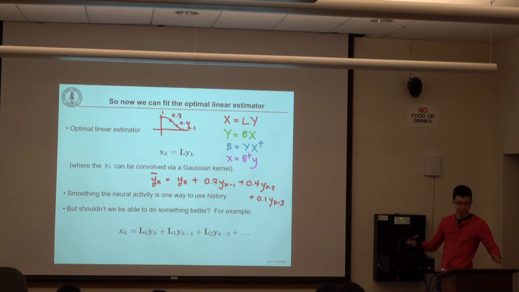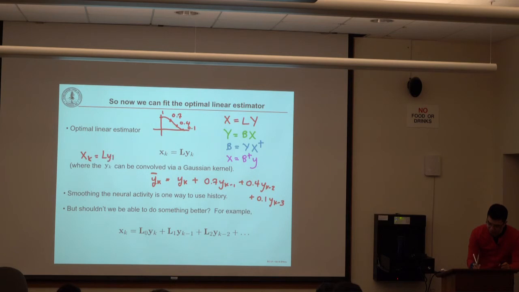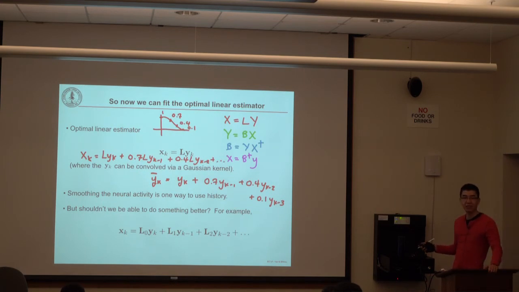Classic low-pass filter. If I were to decode with the smooth neural data, that would be equivalent to having a decoder that did xk equals L times yk plus 0.7 times L times yk minus 1 plus 0.4 times L yk minus 2 plus etc. Is that clear to everyone? All we've done in this case is treat history by taking our L matrix and multiplying it by some scalar.